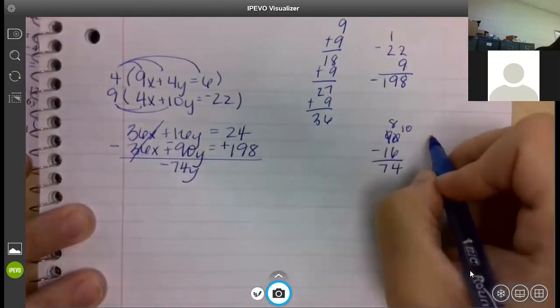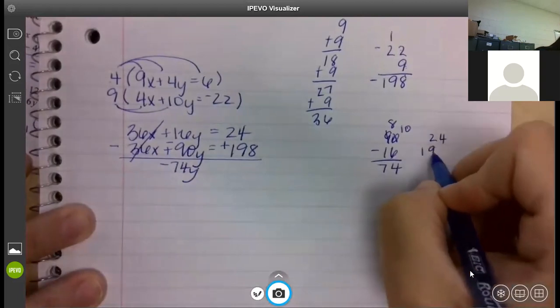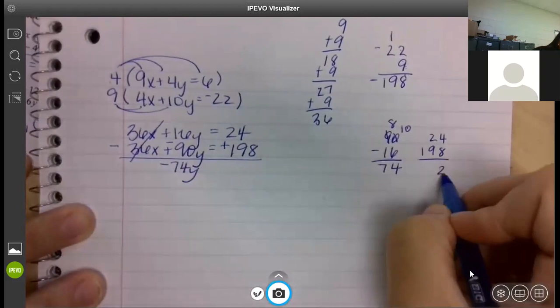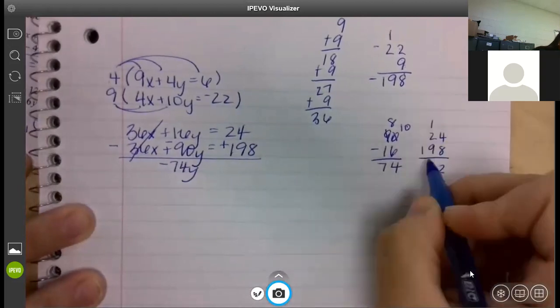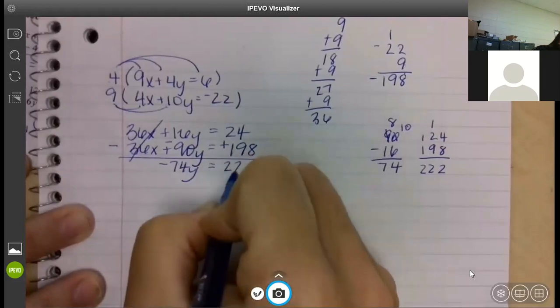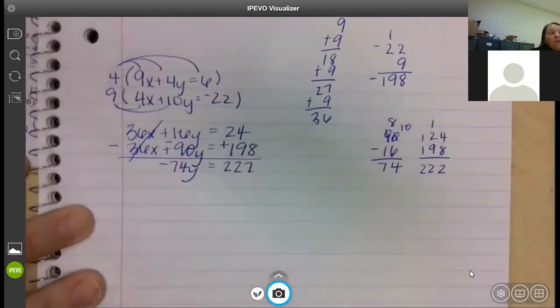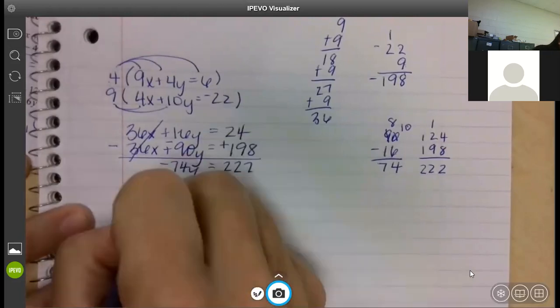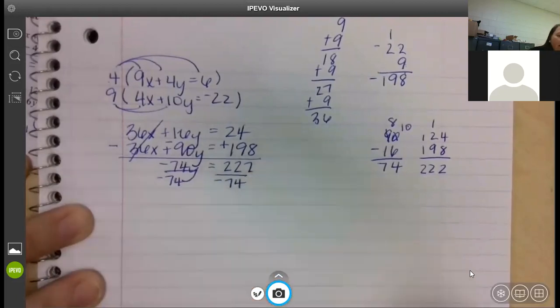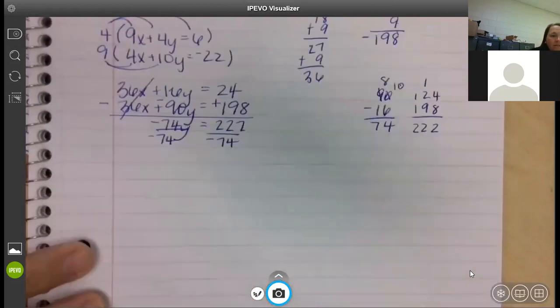And then I have 24 plus 198. That's little addition. 8, 9, 10, 11, 12. 9, 10, 11, 12. Carry, I get 222. All right. So you probably will have one on your inactive that looks like this. We're going to divide by -74. And I know you're thinking, I have no idea how to make this work. So this is what I do.